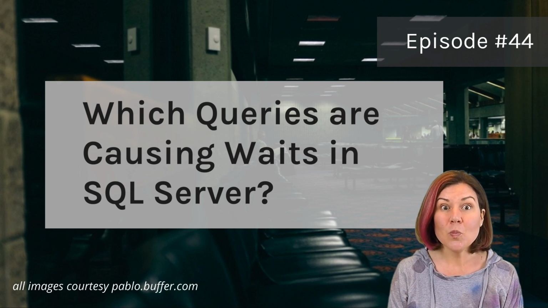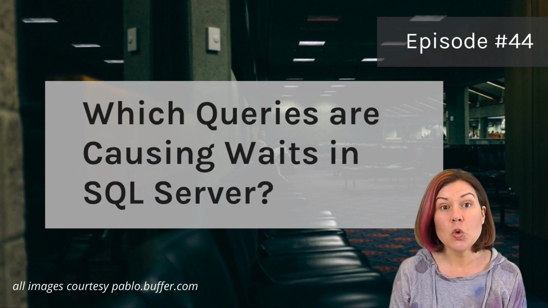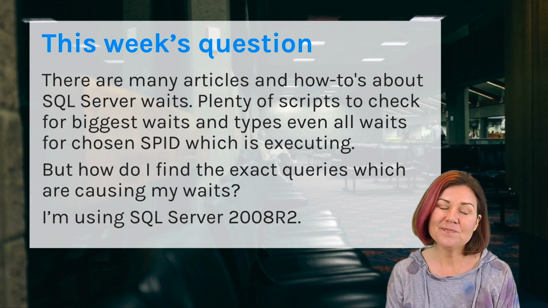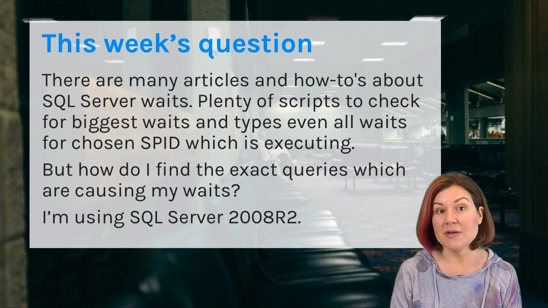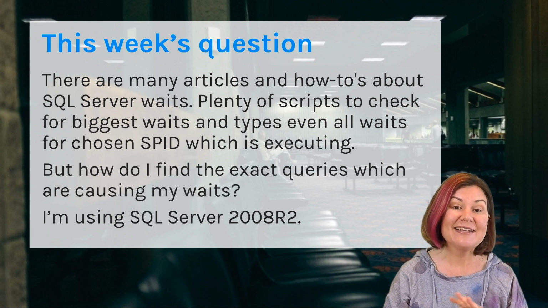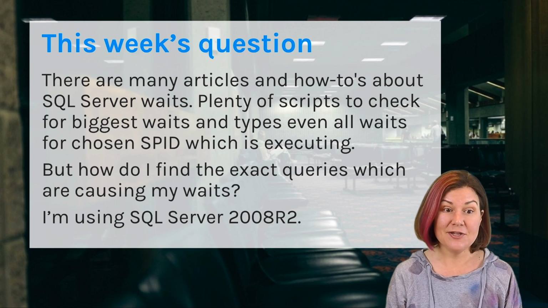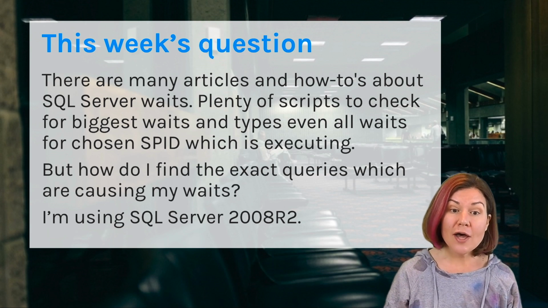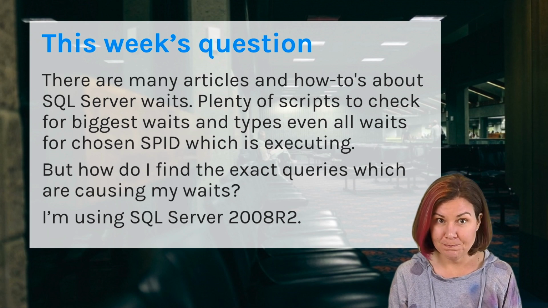Today, we're talking about wait stats in SQL Server, specifically how you can find queries that drive those wait stats. Here's our question. Dear SQL DBA, there are many articles and how-tos about SQL Server waits. Plenty of scripts to check for the biggest waits and the wait types, and even the waits for a given SPID that's executing. But how do I find the exact queries which are causing my waits? I'm using SQL Server 2008 R2.